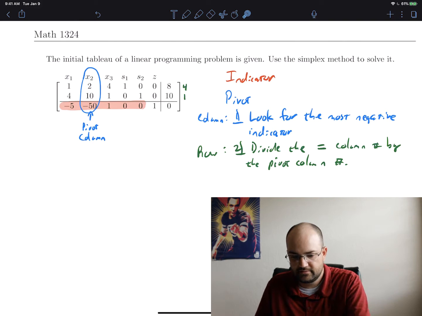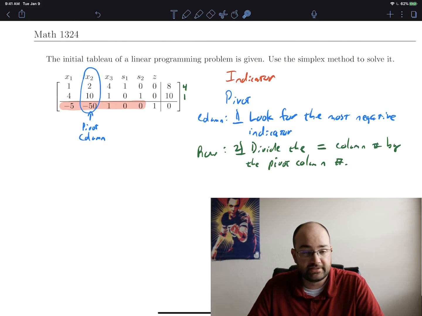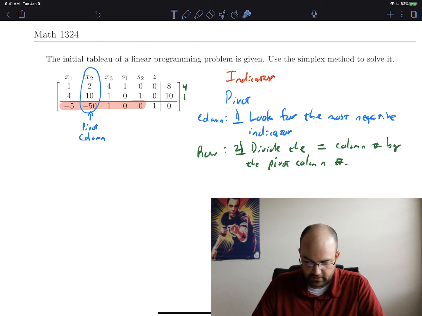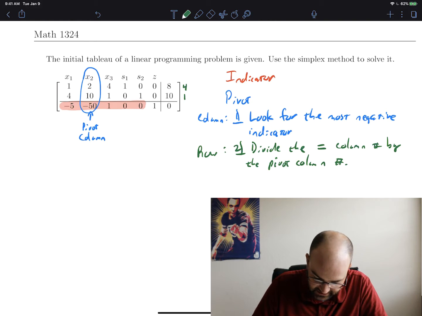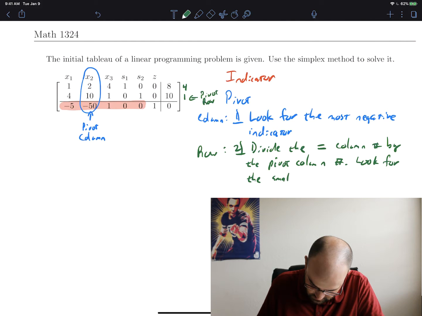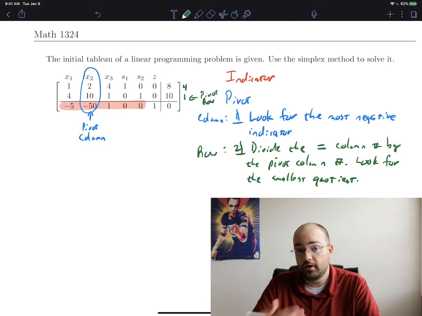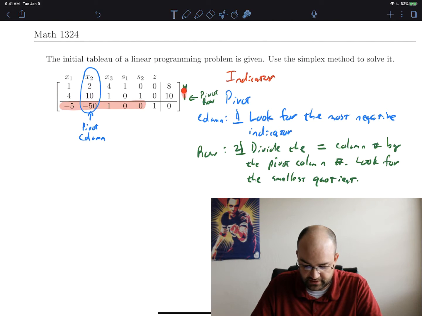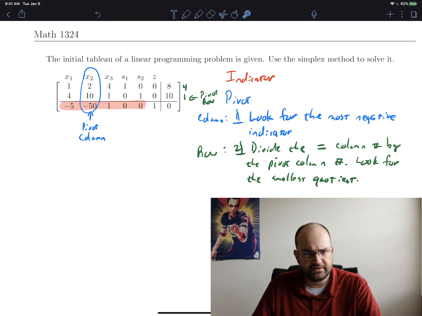Give me just a second. Okay, so yes, it is in fact the smallest number that we want. And so because when we did this division, 4 was here, 1 was here, that means that the second row is the pivot row. Okay, so look for the smallest quotient. The smallest positive quotient, by the way, I should emphasize that. Sometimes you'll get negatives here or even 0. Or if it is undefined, it's not that one. So don't worry about that.